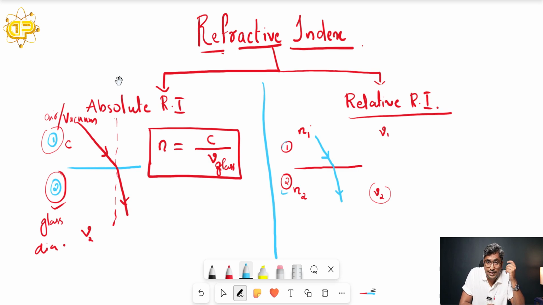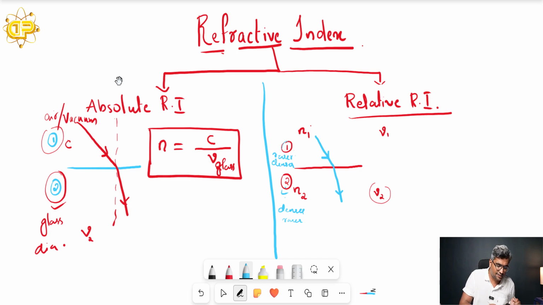If 2 is more optically dense than 1, then this will become the denser medium and this will become the rarer medium. If this is optically less dense than medium 1, then this will become the rarer medium and medium 1 will become the denser medium. So it's up to the comparison. There is no fixed rarer or denser medium, but air is considered a rarer medium itself. So in the case of relative refractive index, there are no permanent fixed denser or rarer mediums. We'll just compare those two mediums and find out which one is denser and which one is rarer.